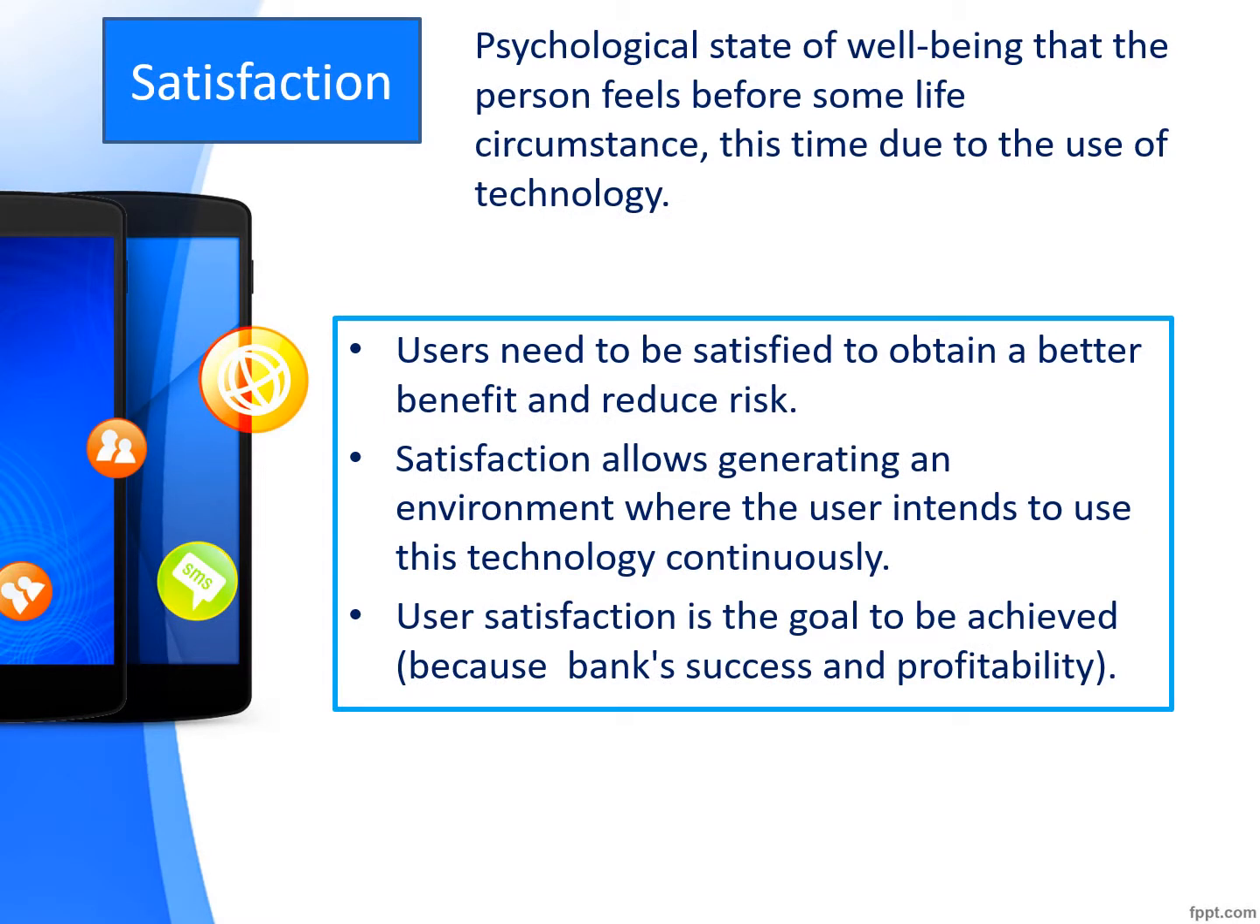Finally, the following variable is satisfaction. For this research, this is the dependent variable. Its concept is a psychological state of well-being that the person feels in some life circumstance, this time due to the use of technology, but we must understand that users need to obtain a better benefit and reduce risk. Satisfaction allows generating an environment where the user intends to use this technology continually. User satisfaction is the goal to achieve because of the bank's success and profitability.